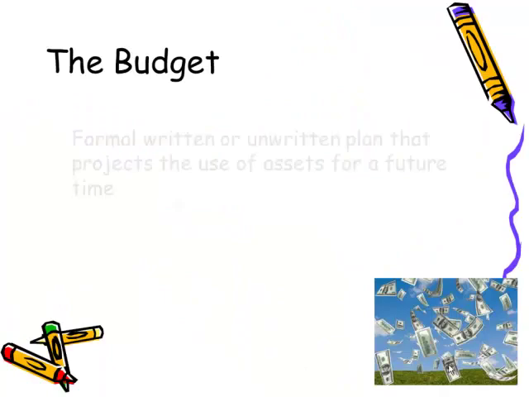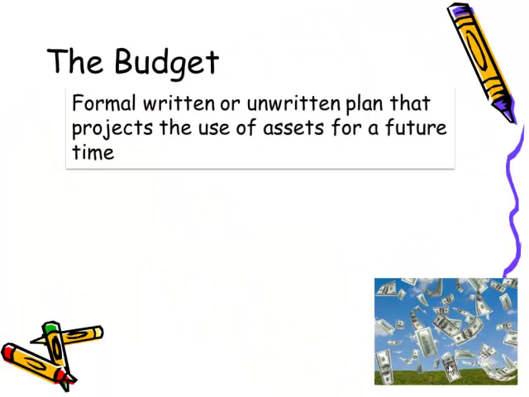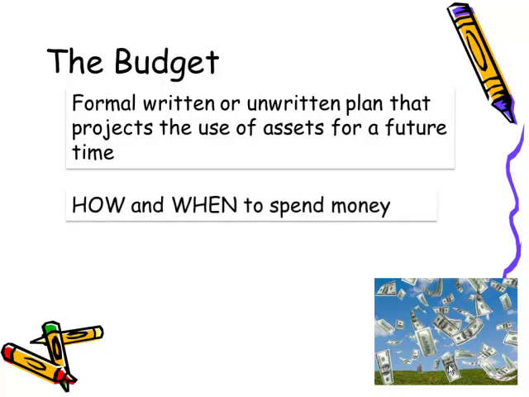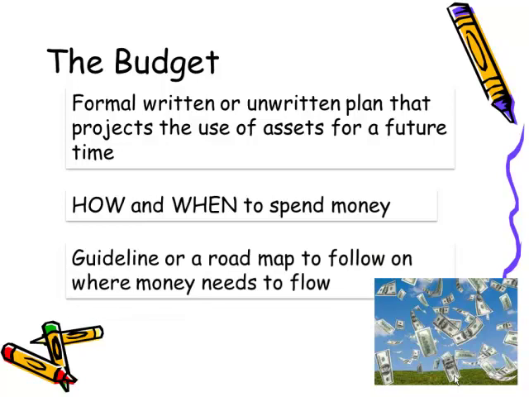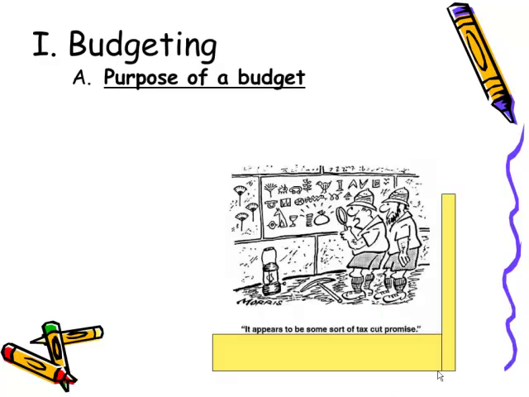So, if we look at a budget, understand a budget as a written or maybe an unwritten plan that projects the use of assets for a future time. That's the definition of a budget. Understand it's a how and when to spend money, and that it's a guideline or a roadmap to help follow where the money needs to flow. The idea behind a budget is that it gives you that map of how to spend the money so that you can direct the money where you want it to go.